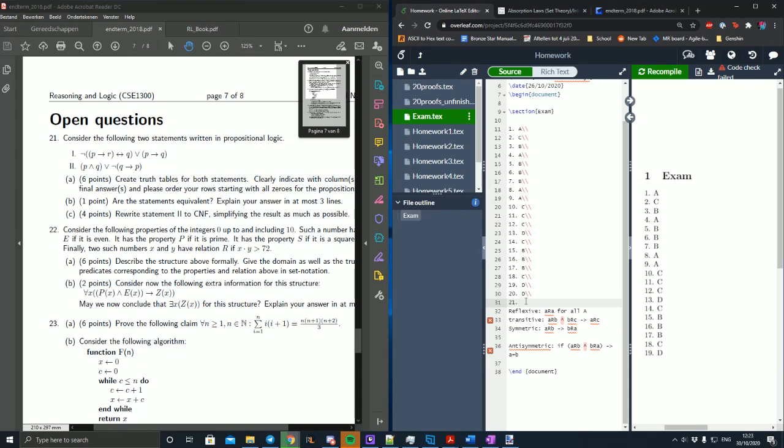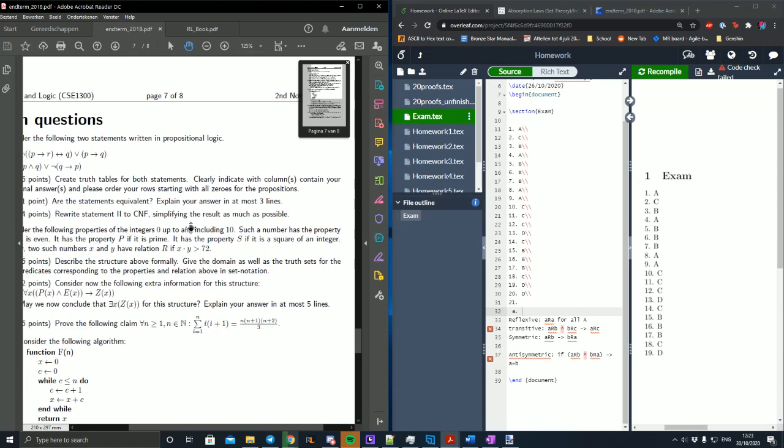21. A. Create truth tables for both statements.